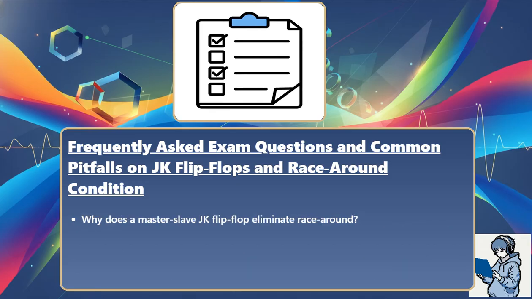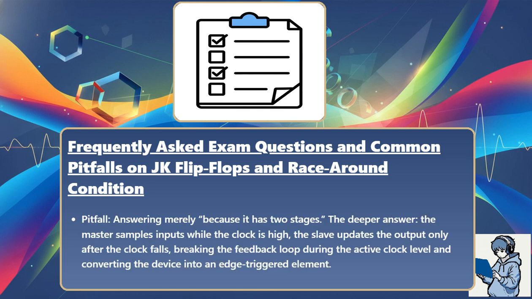Why does a master-slave JK flip-flop eliminate race around? Pitfall: answering merely because it has two stages. The deeper answer: the master samples inputs while the clock is high, and the slave updates the output only after the clock falls, breaking the feedback loop during the active clock level and converting the device into an edge-triggered element.